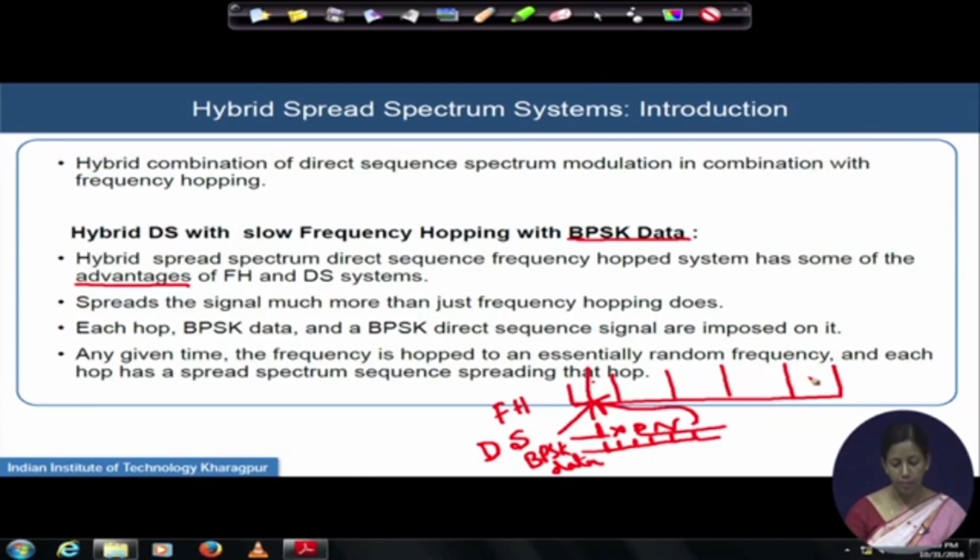At a given time, the frequency will be hopped essentially to some random frequency. Remember, you are getting one PN sequence to spread the data. There will be another PN sequence, PN sequence number 2 I am saying here, which will tell you how to hop from channel to channel. So, the combination of these two PN sequences leads to the signal design. At a given time the frequency will be hopped by this PN2, and in each hop the data will be spread over that hop frequency by the first PN sequence.